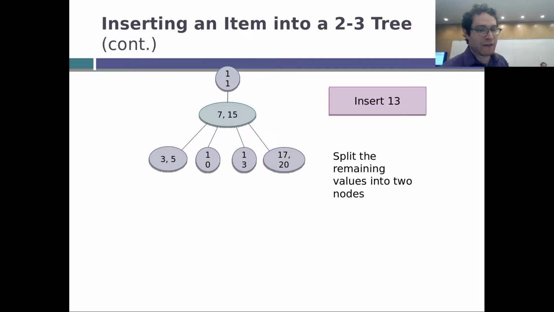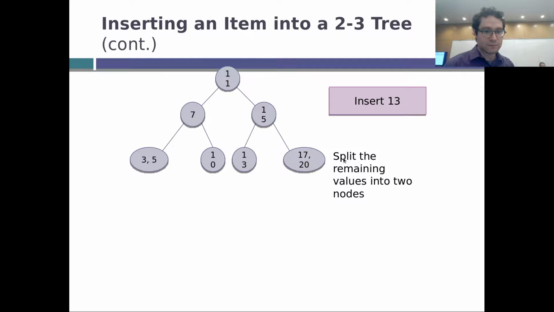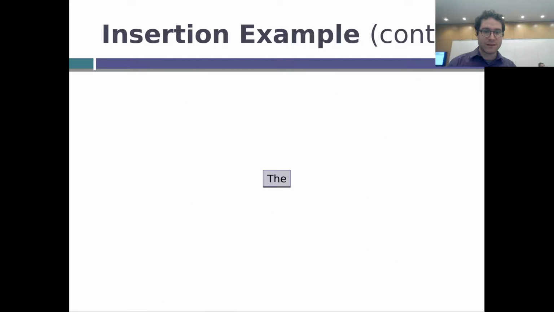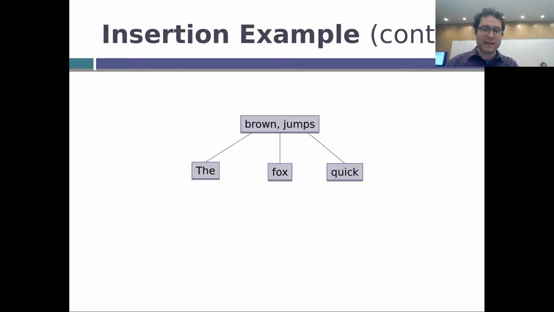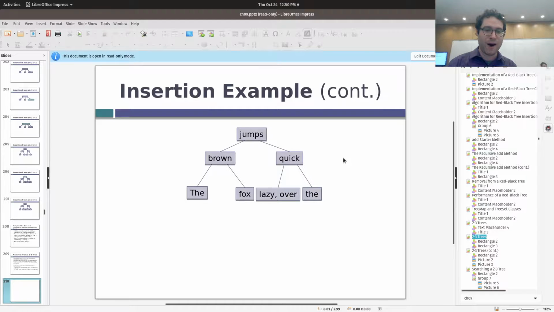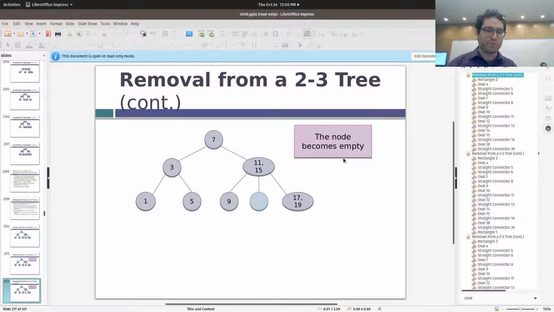So we split the 7 and the 15 apart, and they each get the 2. It looks complicated, but it's really not too bad. It basically keeps everything balanced. There's not really any rotations that go on here. You just kick things up.